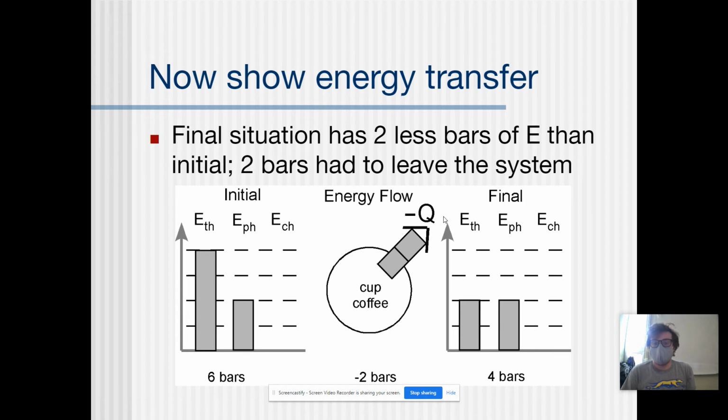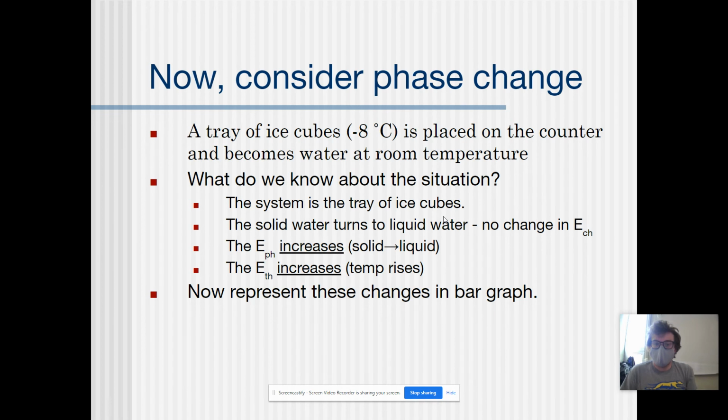When something is losing energy, we call that exothermic. If something is gaining energy, we call that endothermic. So the last thing we could do is say that this is an exothermic exchange. We're going to look at another example here.